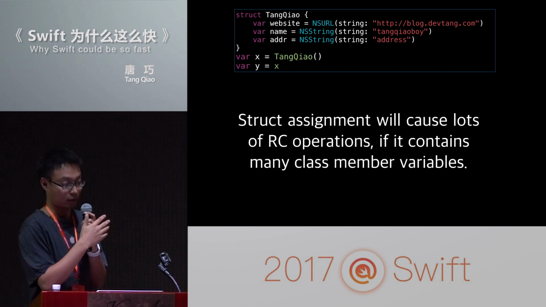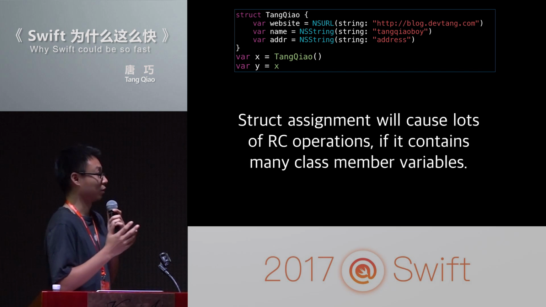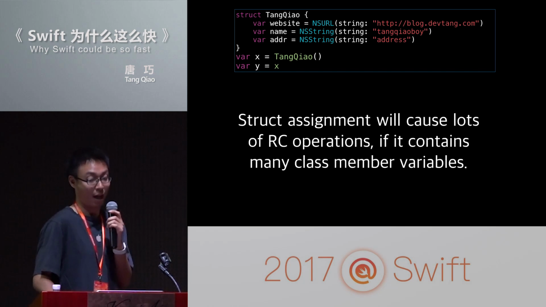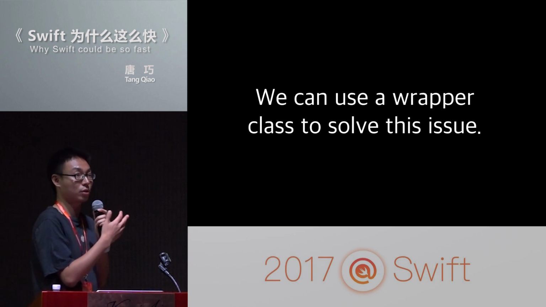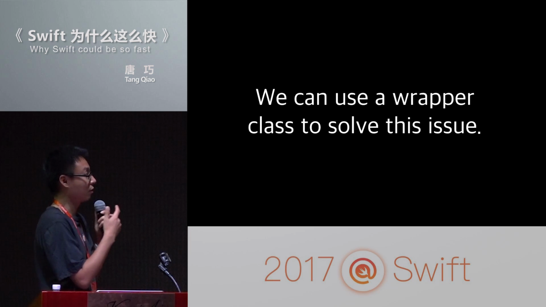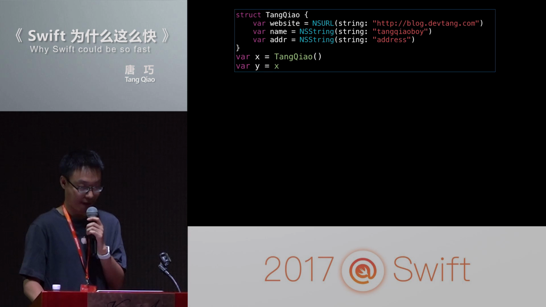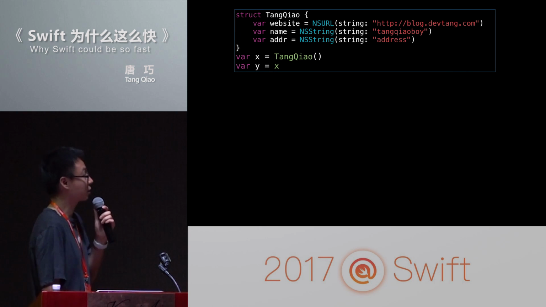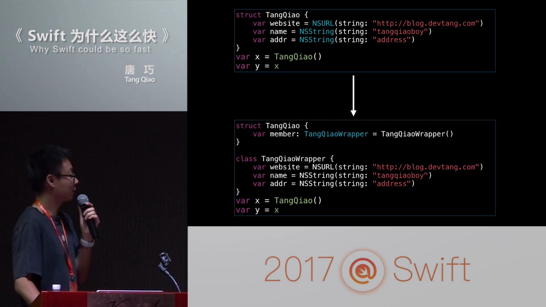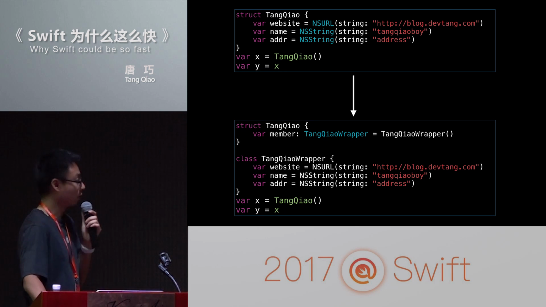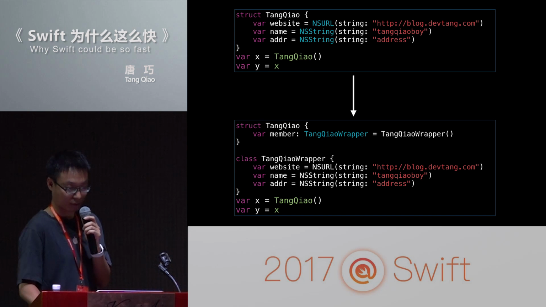How to solve this problem? We need to write fast Swift code, right? We don't want this situation to happen. Actually, there is a very simple solution to this problem. We can use a wrapper class to solve this issue. Let me show you. Here is the previous example. If we use a wrapper class to hold all the members, the situation will change.